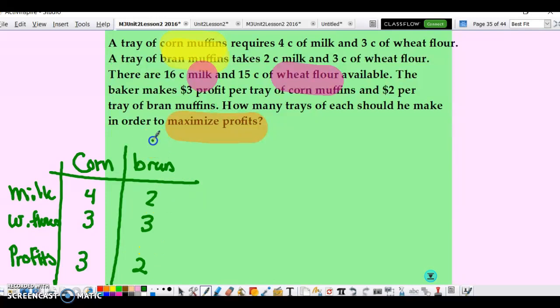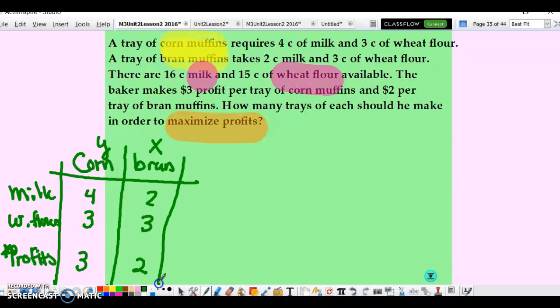Now, I'm going to go in alphabetical order, so I'm going to call X my bran muffins and Y my corn muffins. That way, when I'm graphing them, I can stay consistent. You can use B and C if you like, but I'm going to stick with X and Y. So I need to make an inequality for some of these. Now, remember, profit is our objective function, so that one won't have an inequality. That's just going to be equals.